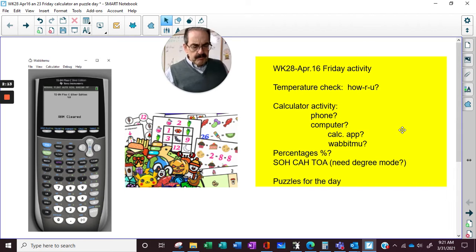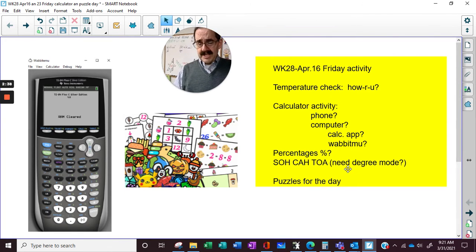today to help us for the rest of the year, because we're going to be using the calculator a lot the rest of the year. Practically every time we do homework from now on, we should have a calculator. All right. So the first thing I want to do is talk about percentages. You guys remember percentages from middle school? Okay, and then we're going to do some SOHCAHTOA. All right, we've been working on that.